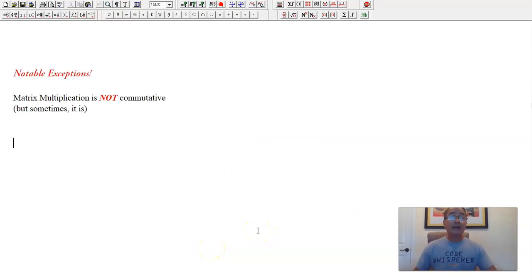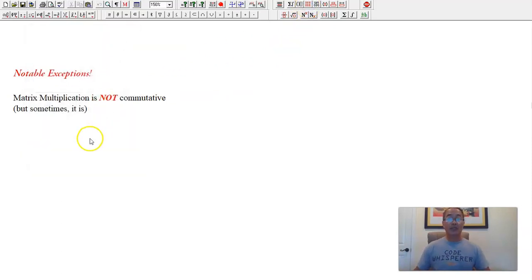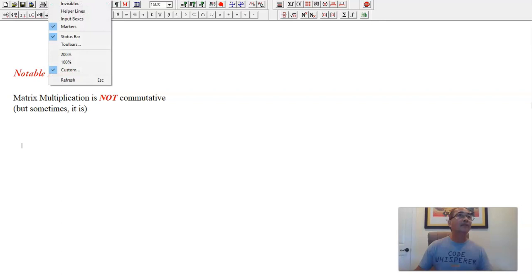Okay, so before we get carried away, let me introduce two of the notable exceptions to properties which are possessed by real numbers and vectors, but which are not possessed by matrices. The first exception is matrix multiplication is not necessarily commutative. Sometimes it is, but most of the time it's not. So let me show you. Let's make a couple of 2 by 2 matrices. We'll just keep it small. And then, so I have to see what we are inputting.